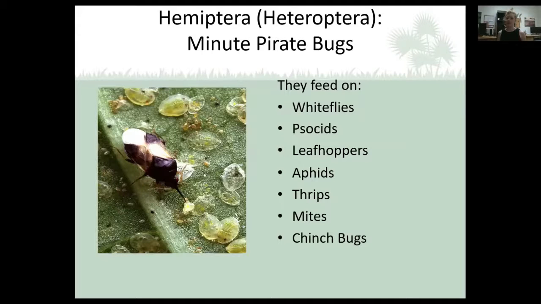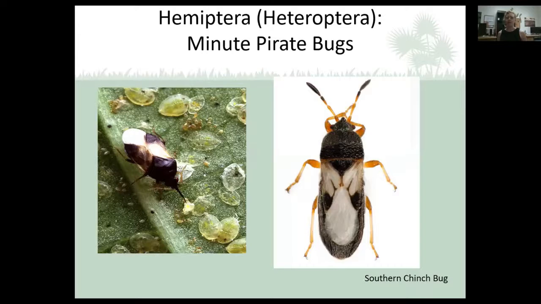There's also the minute pirate bugs, which are another predator. They feed on whiteflies, leafhoppers, aphids, thrips, all the guys we don't like. They can be confused in appearance with the southern chinch bug. This was like the first lecture I did for you, Nikki, I think, when I went over these guys. The chinch bug, I think, is a pest of grasses, namely like St. Augustine grass. So if you want to differentiate your beneficial pirate bug from this pest chinch bug, which can be kind of hard, as you can see.